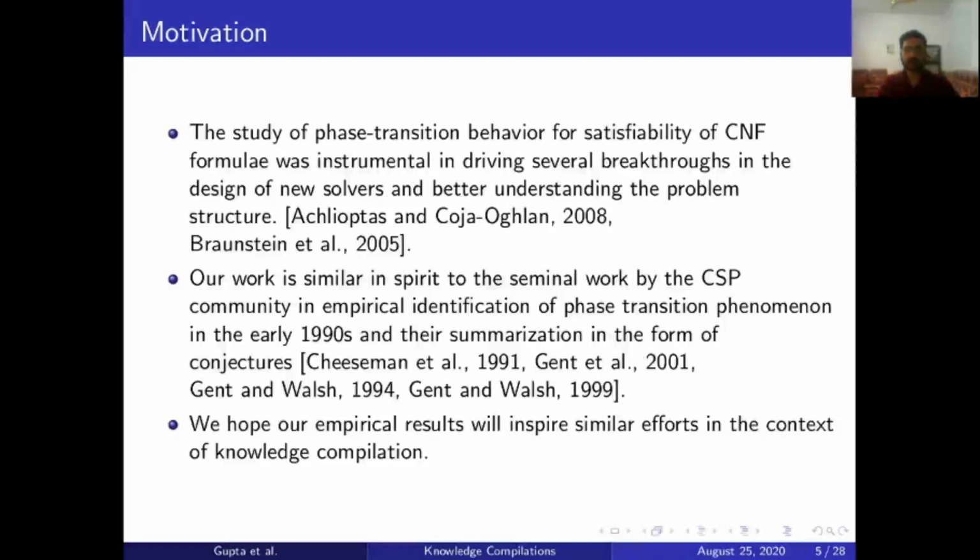Now, the study of phase transition behavior was very instrumental in getting a deeper understanding of k-CNF problems, and it has been very influential in the context of other CSPs as well. It was much later that their explanations came. We hope that our work here will inspire similar efforts in the future for knowledge compilations.